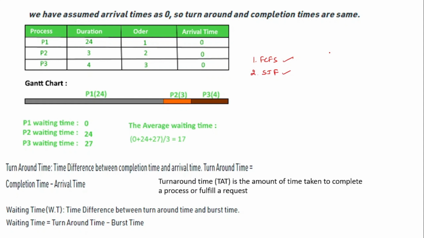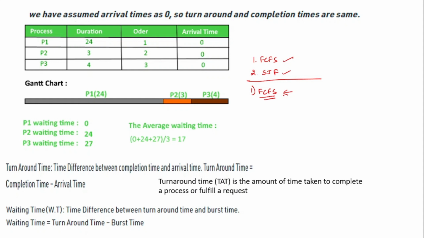So let us start with the first scheduling algorithm, which is first come first serve. First I will give you a brief introduction about this scheduling algorithm. As we have already discussed, this scheduling algorithm is used to schedule processes in the order of their arrival time. Not exactly the arrival time, but the order in which they come.